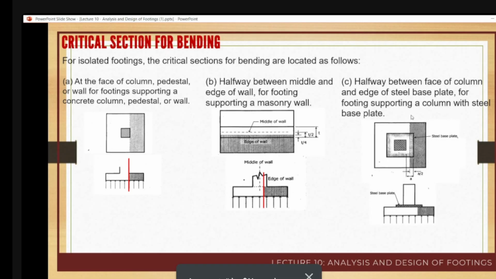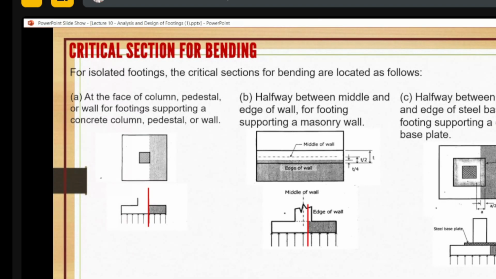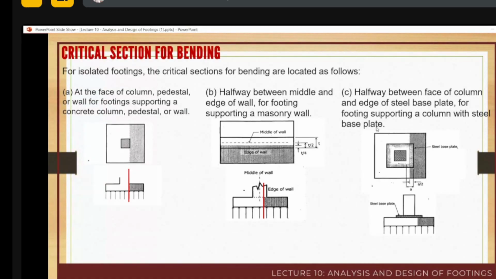Or halfway between the face of column and edge of steel base plate, if our column has a steel base plate. It should be halfway between the face of the column and the edge of the steel base plate. So for our base plate, from the face of the column, half from the face of the column, this is our face of the column, half of that.